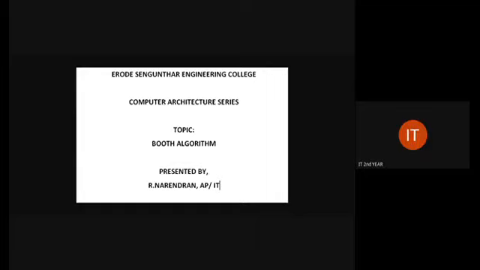Welcome to the session of computer architecture. So this is a series of computer architecture. We have already discussed the basic concepts in computer architecture starting from unit 1. So today we are going to see a specific topic in unit 2, which is called Booth algorithm, that is Booth multiplication algorithm. So this is going to be presented by myself, Narendran from IT department. So moving on to the session.